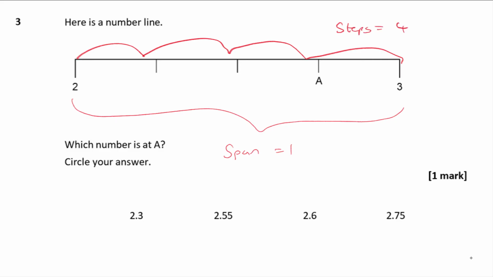So then each step is going to be the span divided by the steps, isn't it? So if you take the span and you divide it by the steps, in other words, I've got 1 over 4. That means each one of these steps is worth a quarter, which as a decimal is 0.25, isn't it? So it's going up in 0.25s. So this is going to be 2.25, 2.5, 2.75, and then 3. So that's the answer there, it's 2.75.